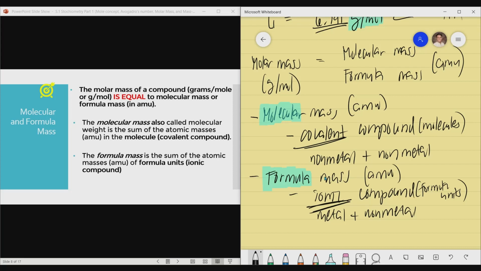Okay, so that's the difference. Molecular and formula mass. Hopefully that's clear. Again, molecular mass is a label or word that you will use to describe the mass of covalent compounds. And then formula mass is the label or name that you will be using as a description for its mass if it's ionic. Hopefully that's very clear.